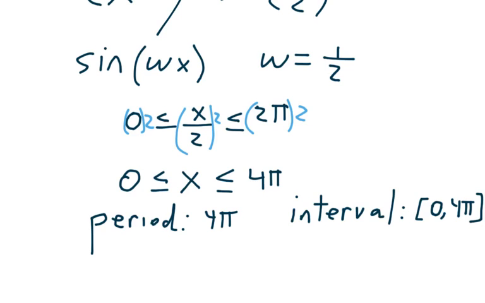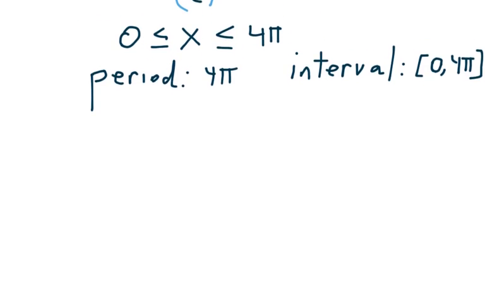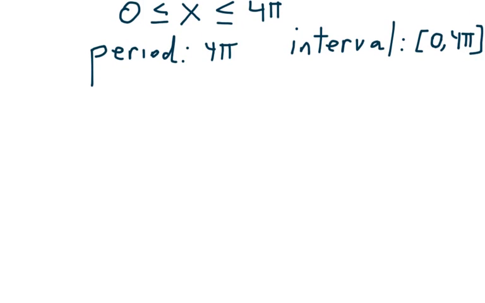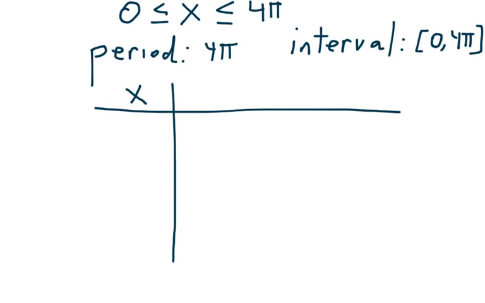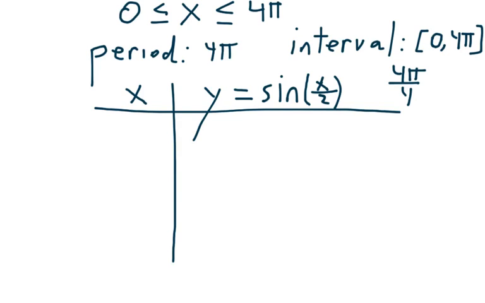What we can do is we can graph the function sine of x over 2. And we need our x values, right? And remember, to get the x values, to get the steps, so to say, you divide by 4. So let's make our table. Here's our x. We have y is sine of x over 2, like so. Okay, and again, what we're going to do is we're going to step by our period divided by 4, which in this case is pi.